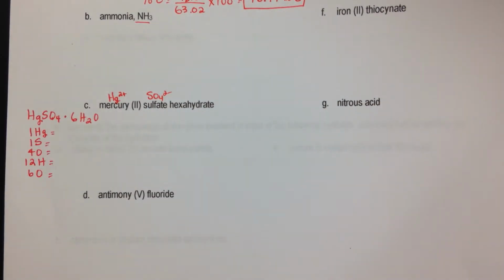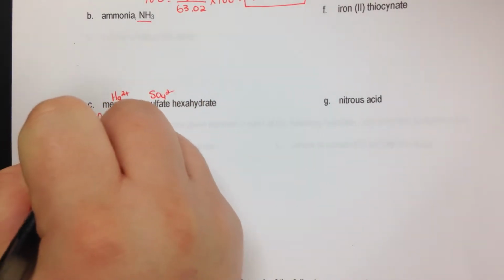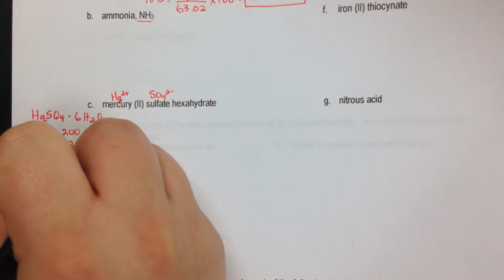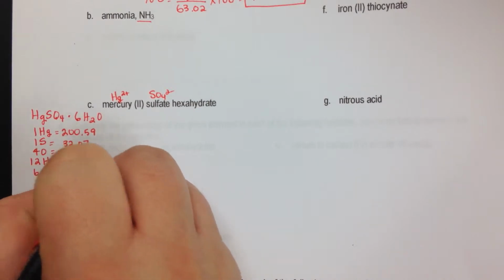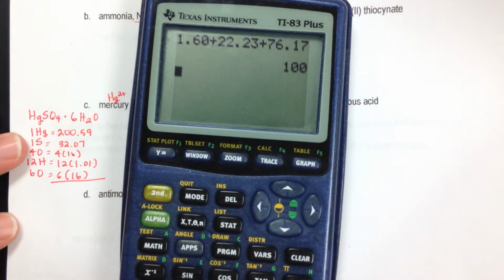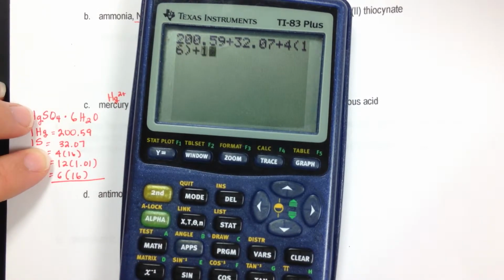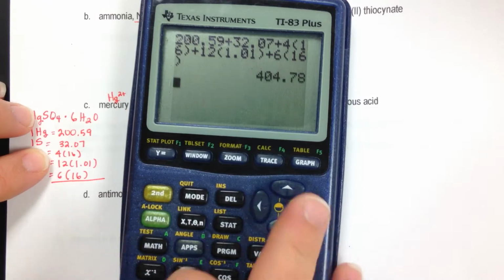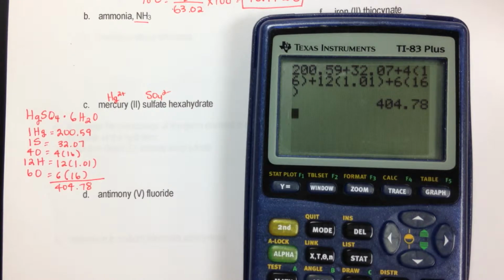Okay, grabbing our periodic table. Mercury is pretty heavy, 200.59. Sulfur is 32.07. We've got 4 times 16, 12 times 1.01, and then 6 times 16. I'm just going to add all of these up in our calculator. 200.59 plus 32.07 plus 4 times 16 plus 12 times 1.01 plus 6 times 16. A pretty big molar mass of 404.78.